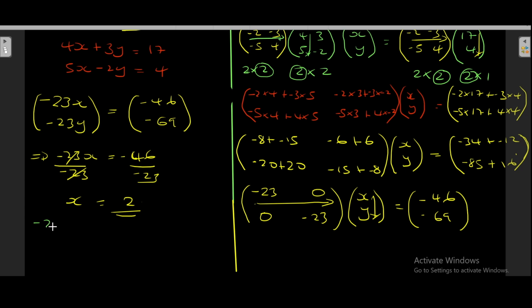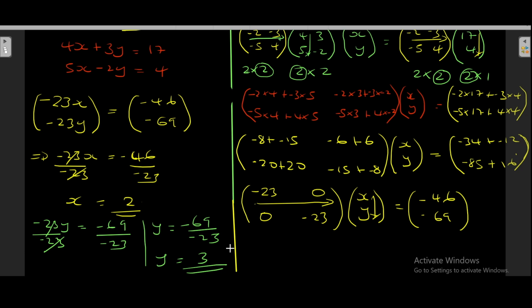Also, the same concept can be applied to the lower one. It means that negative 23y is equal to negative 69. I divide through by negative 23, also here by negative 23. Meaning that my y in this case will be negative 69 divided by negative 23. If I simplify this, my y is the same as 3. Therefore, by using the matrix method, I can confidently solve a simultaneous equation, and I've got my value of x as 2 and my value of y as 3.